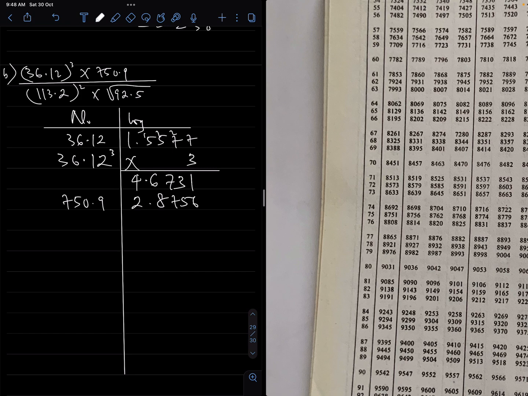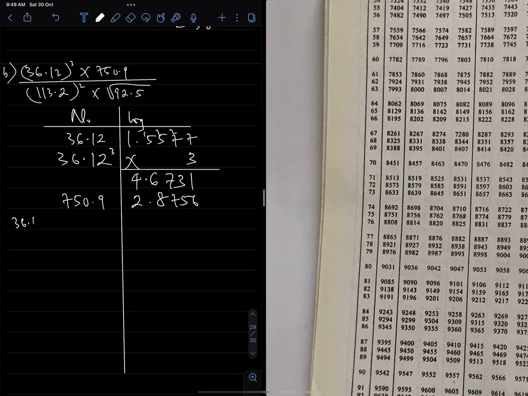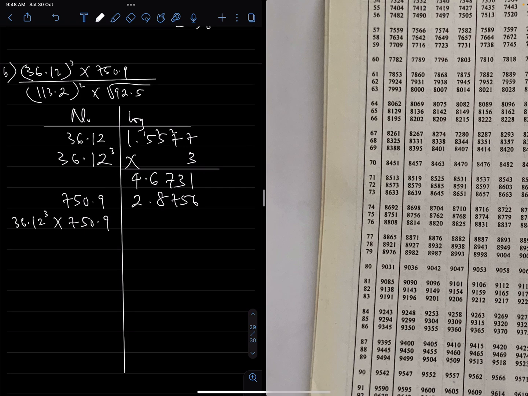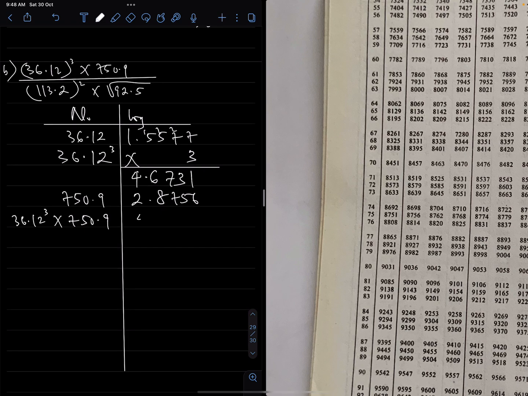Exactly. So now I found the logarithm of this and then that of this. So 36.12 cubed times 750.9 will now be the sum of their logarithms. Okay, you want me to just add straight? 7, 8, 1, 8, 14, 4, 1, 4, 5, 7, 15, 5, 1, 9. Beautiful. Exactly, we're done with the numerator.